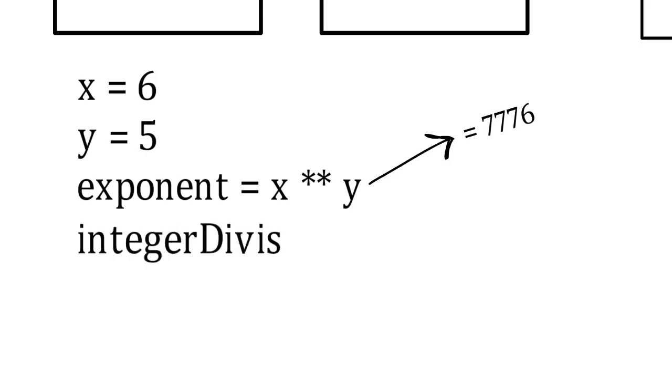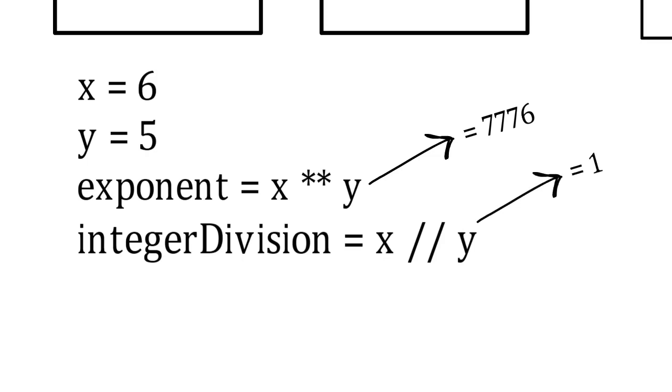Integer division. This is our integer division, which means that it will divide the two numbers, but ignore anything after the decimal. Note though that this does not round the answer.